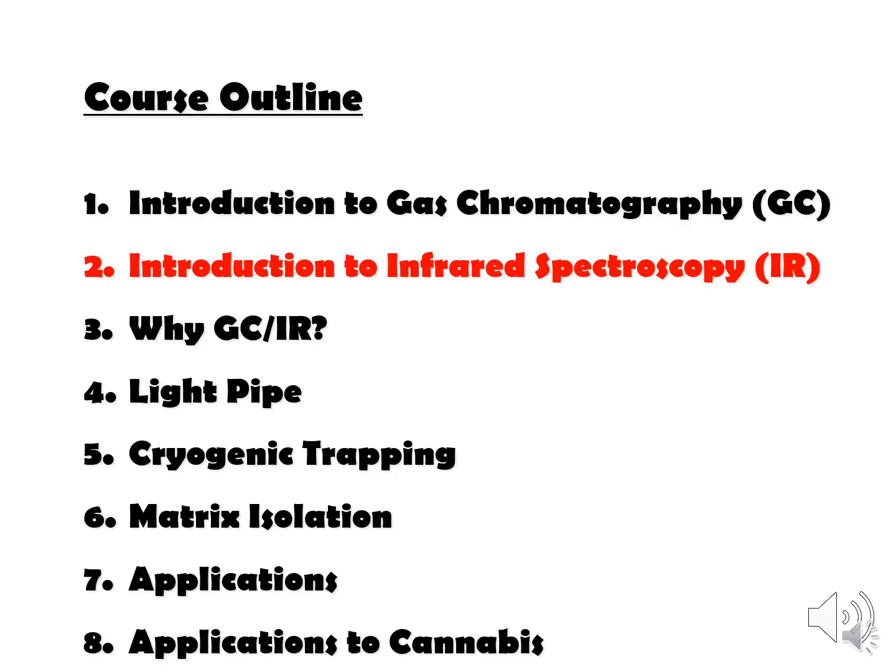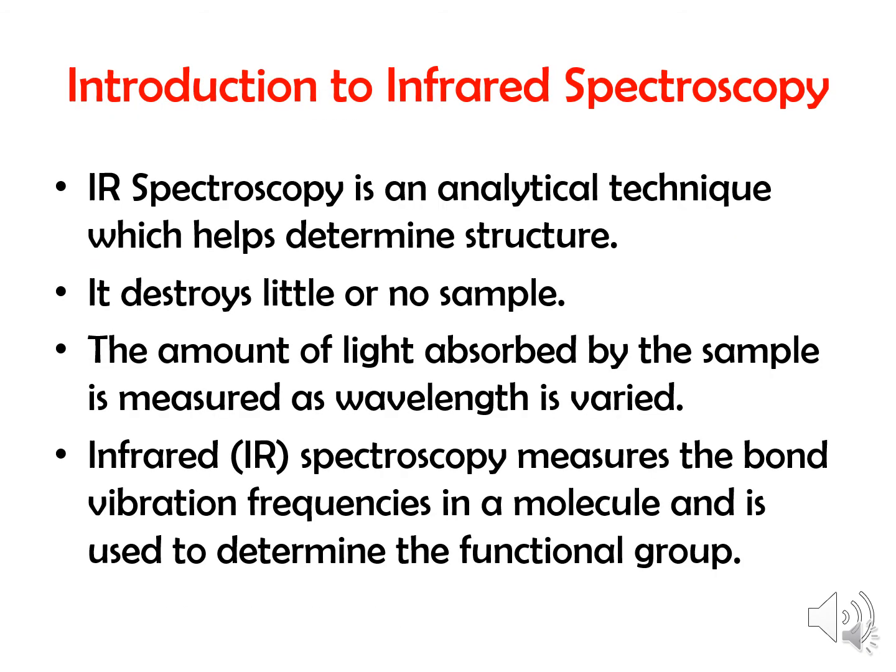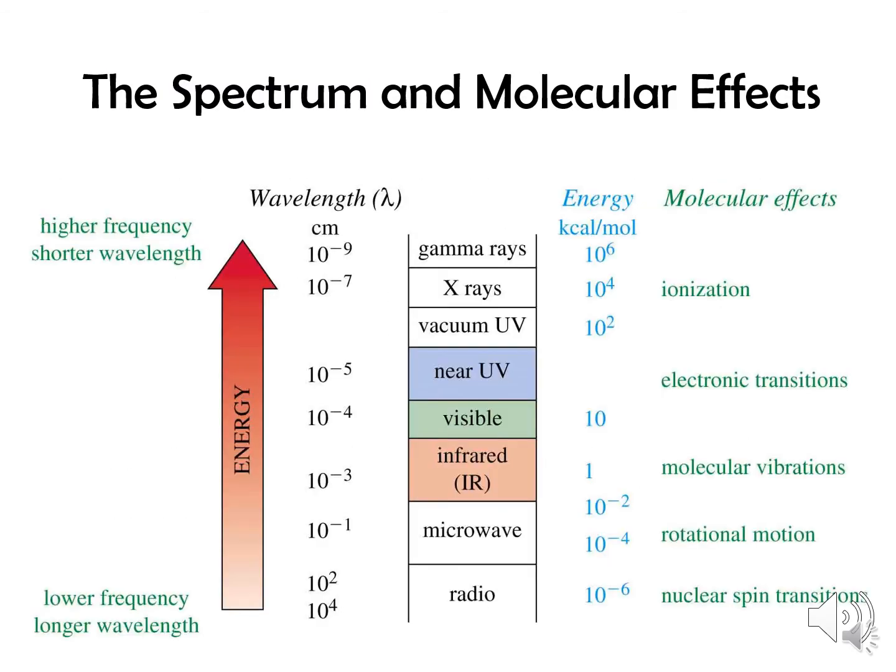Now to talk about infrared briefly. Infrared spectroscopy is an analytical technique which helps determine structure. It destroys little or no sample. The amount of light absorbed by the sample is measured as wavelength is varied. Infrared spectroscopy measures the bond vibration frequencies in a molecule and is used to determine the functional groups.